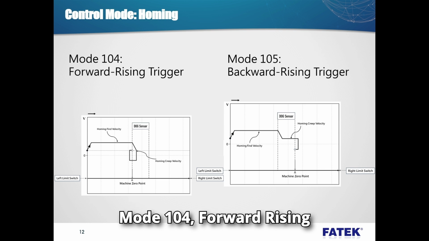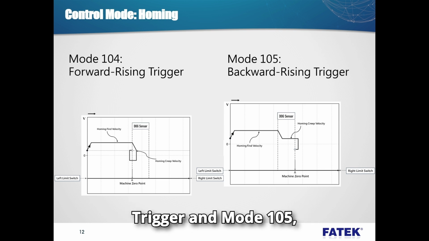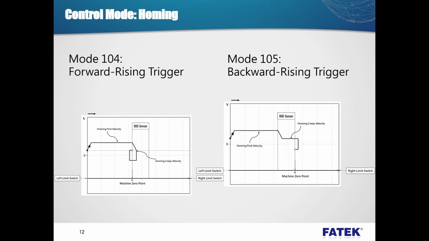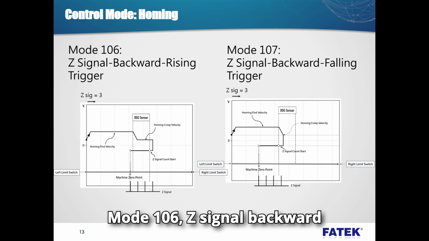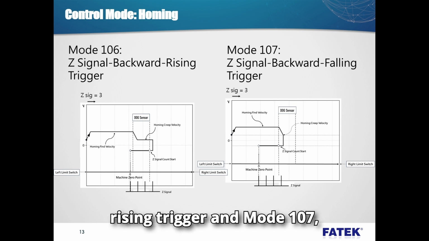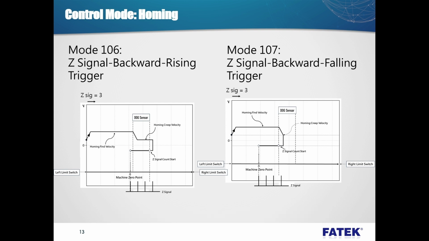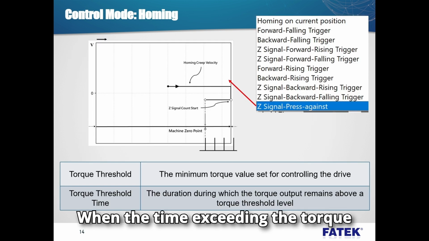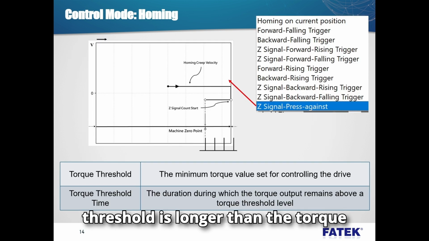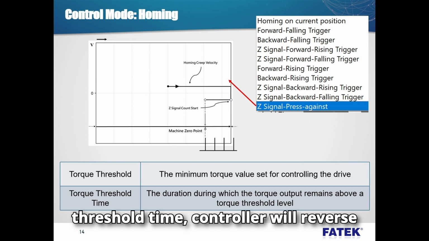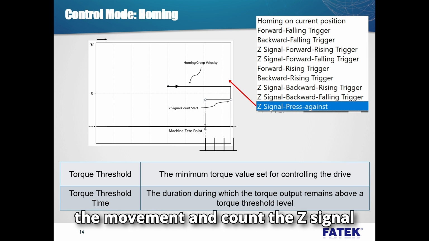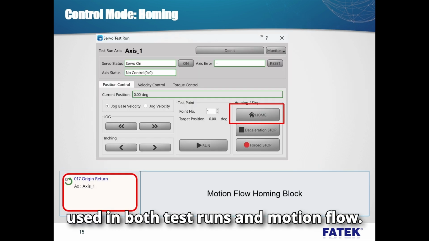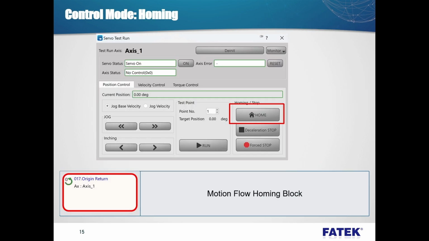Mode 104, forward rising trigger, and Mode 105, backward rising trigger. Mode 106, Z signal backward rising trigger, and Mode 107, Z signal backward falling trigger. When the time exceeding the torque threshold is longer than the torque threshold time, the controller will reverse the movement and count the Z signal number. Homing can be used in both test runs and motion flow.